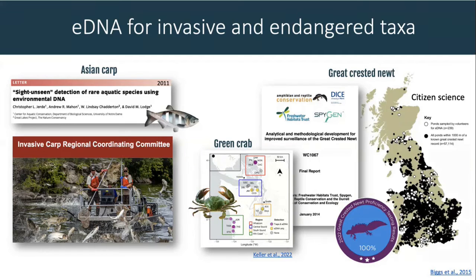One of the earliest examples is looking for the invasive Asian carp in a series of waterways in the Midwest in the United States. This was one of the first applications of a quantitative PCR type of approach for detecting rare aquatic species and then implementing management decision-making based on where those species were observed to be.